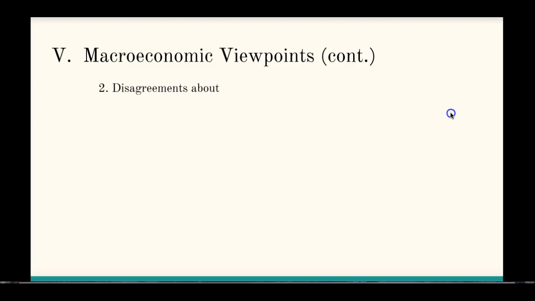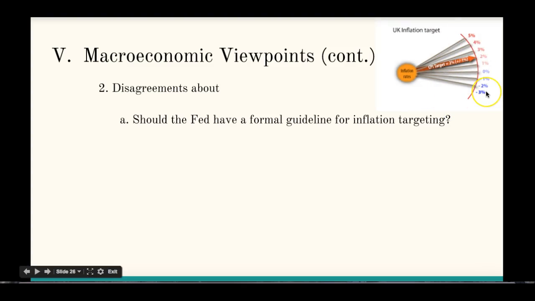The things that they disagree about, on the other hand: should the Fed have a formal guideline for inflation targeting? Some argue yes, some argue no. Some say yes because it gives us stability and it gives us ideas of what we're doing. Other people say that there's no flexibility in that. What happens if we have a recession and you're sticking to your inflation targeting? So there are some arguments about that.